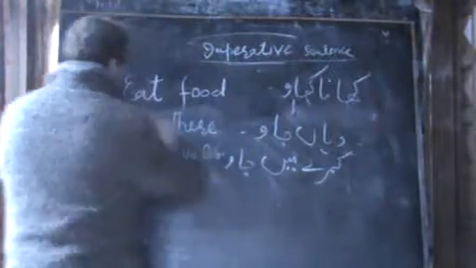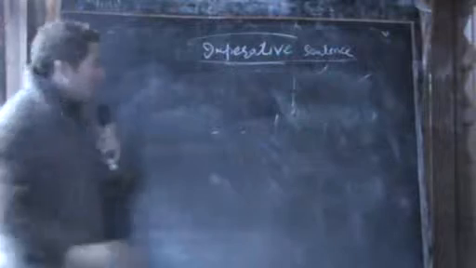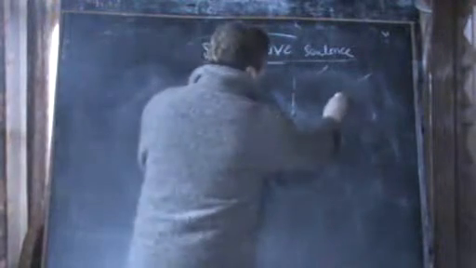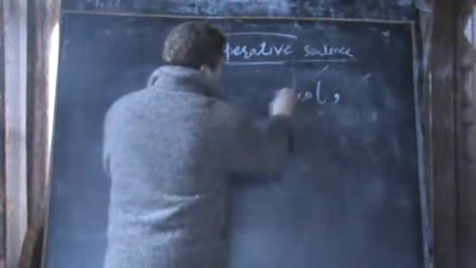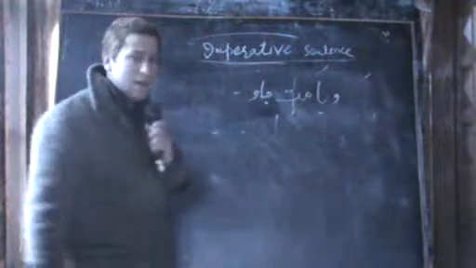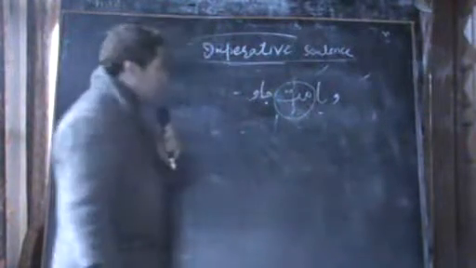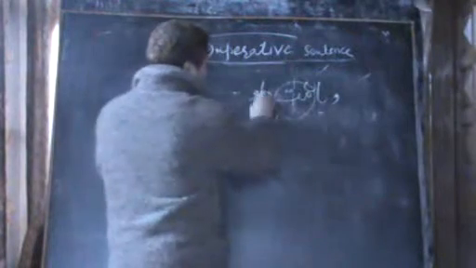So I will write here, wahan mat jao. This is jumla hukmiya, wherein you give the order, but in a negative sense. In a negative sense, you introduce here mat, in between: wahan mat jao.